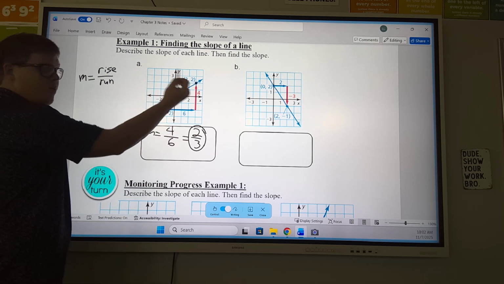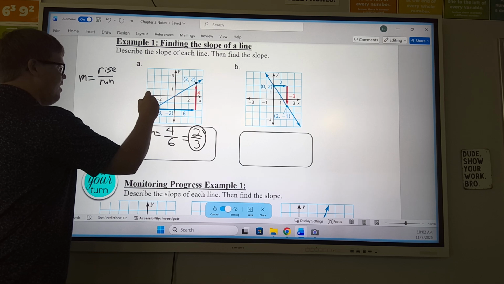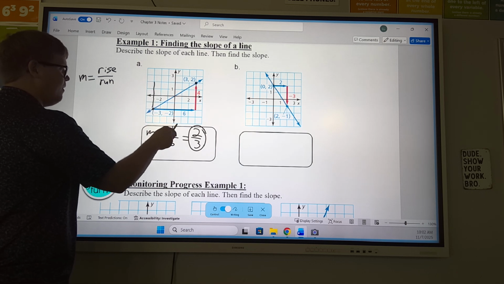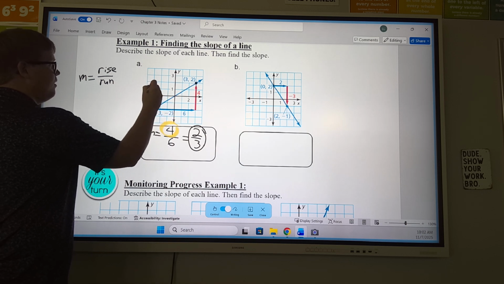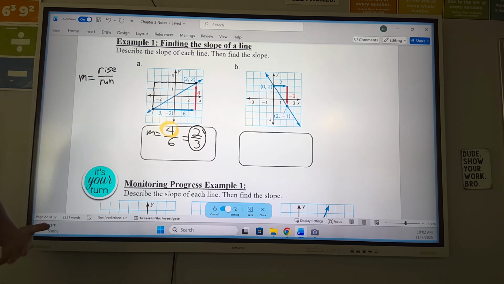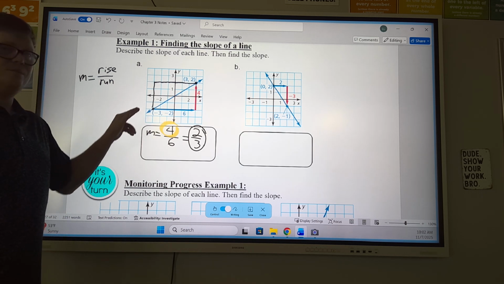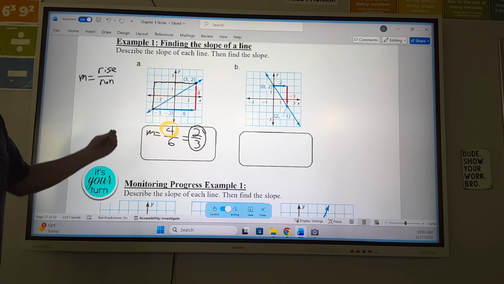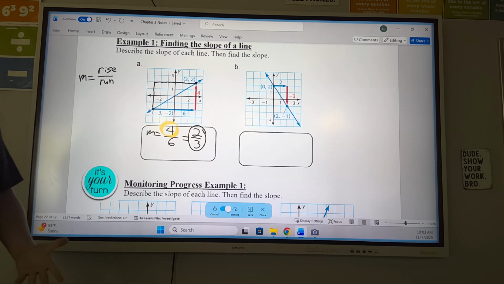Remember, we are going from one point to the other point. So we go up 1, 2, 3, 4, and we know we put a 4 there. We're going over 1, 2, 3, 4, 5, 6. So really, slope is just the rate of change from one point to the next point. And in this situation, we're lucky because we can count boxes instead of doing the slope equation.